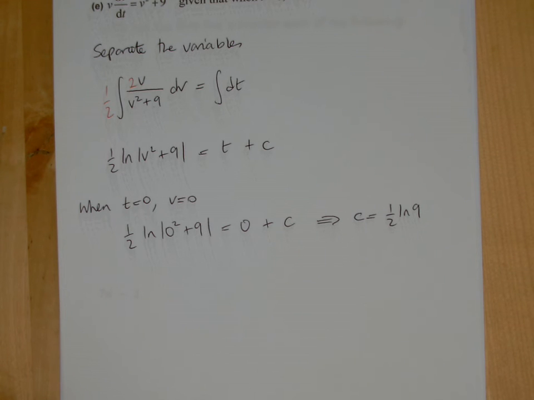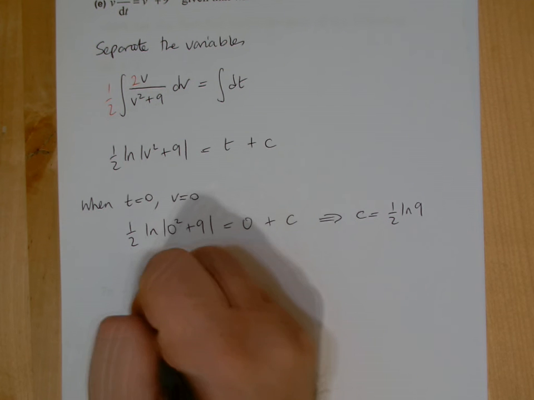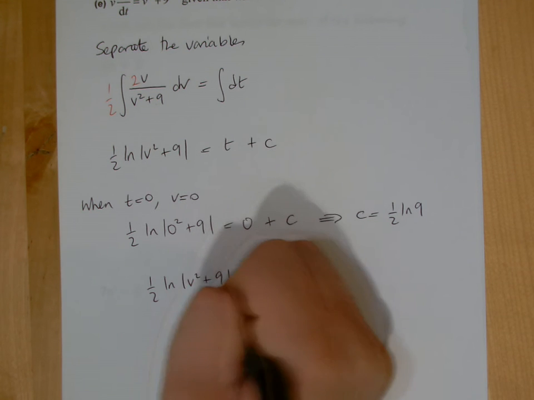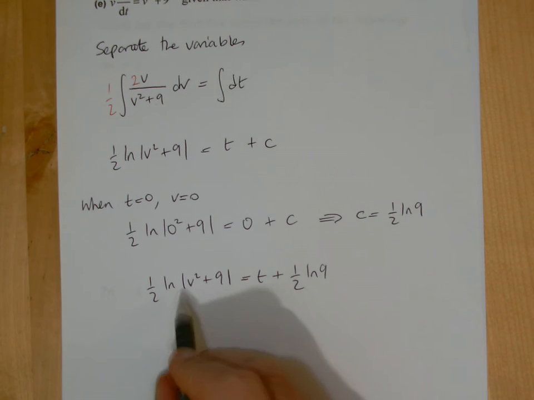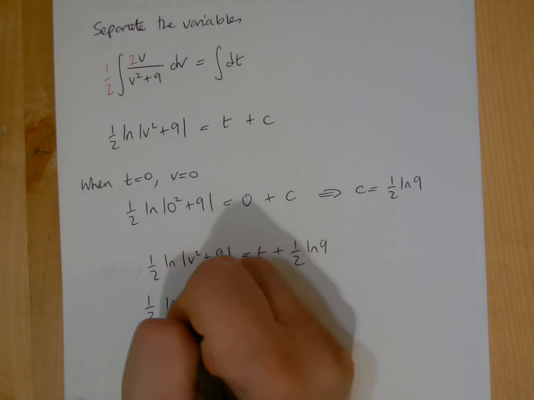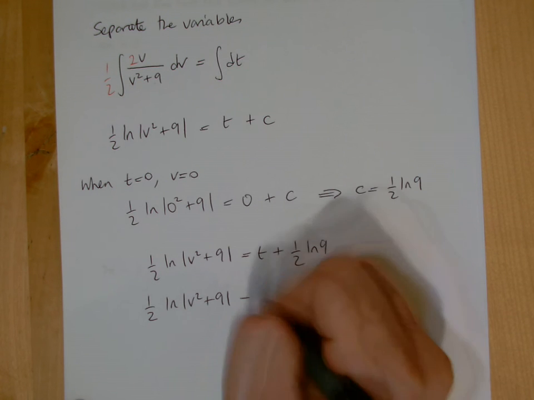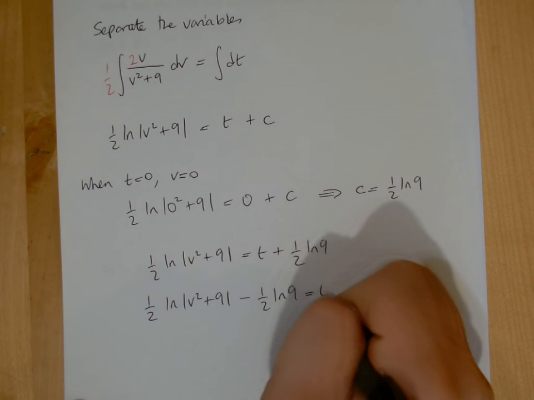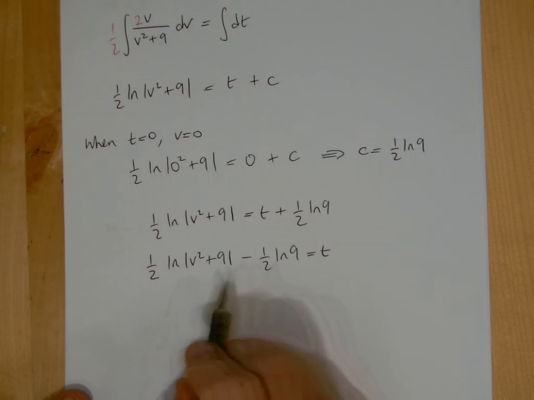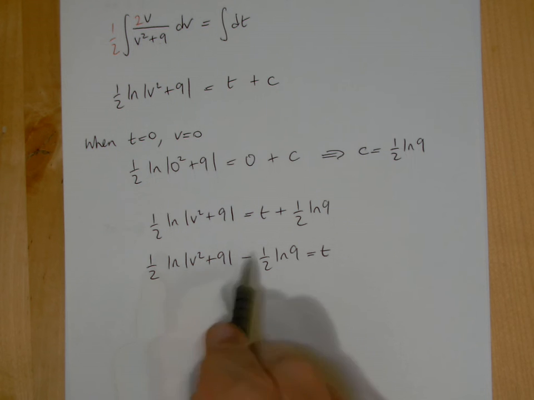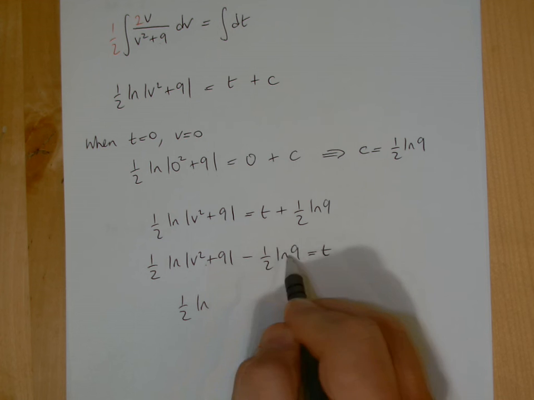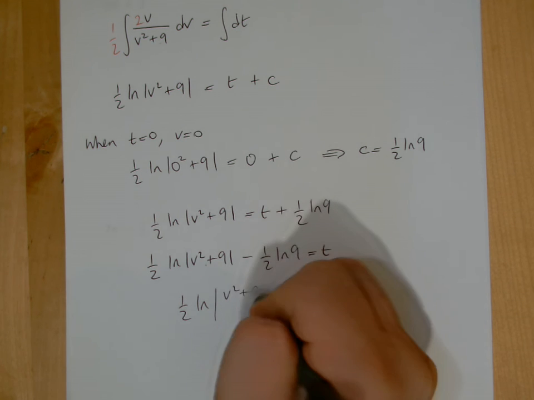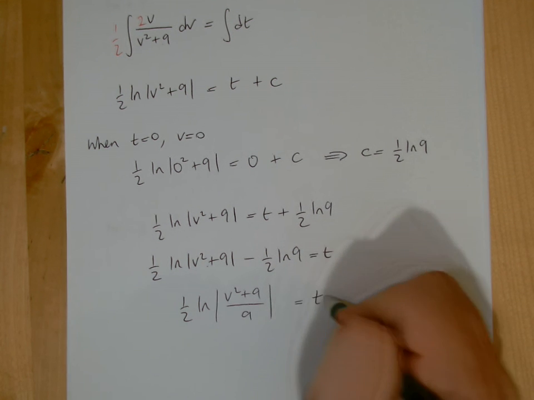Okay, so substitute it back in. And remember then, what are we looking for? Well, we're looking to get v equals, aren't we? So in this case, we need to get the ln's together. So take that half ln 9 over the other side. Because then you're taking away, we can apply then the laws of logarithms. They've both got half in front, so we can keep that there. But the laws of logarithms says then that when you're taking away, you're going to divide these. Okay, so half ln of v squared plus 9 over 9 equals t.